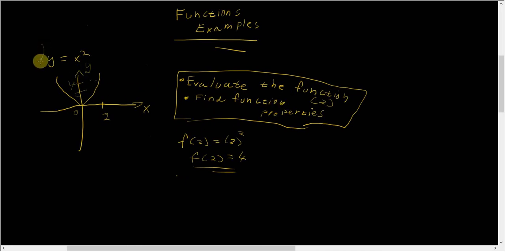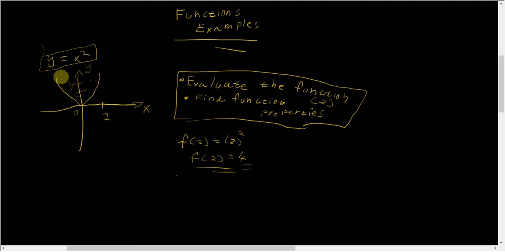This is my most popular function on my channel, as you definitely know. Y equals x squared. I use this function because it's used everywhere and it's really simple. So I plugged in the point 2 and I got 2 squared. My y value was 4 at point 2. So we evaluated the function at point 2. Now we're going to find our function's properties.